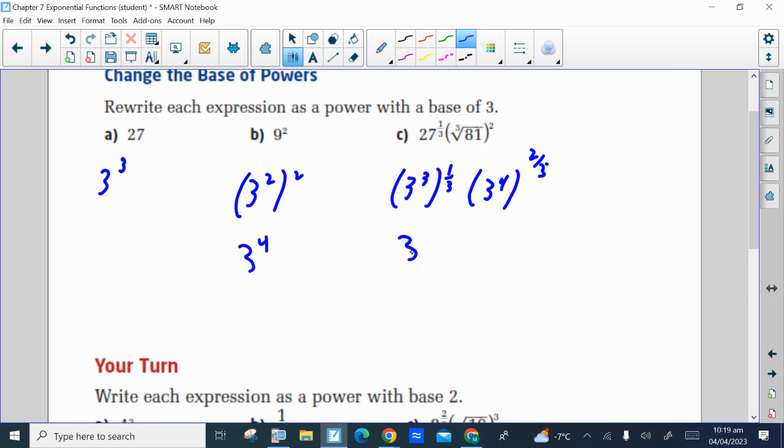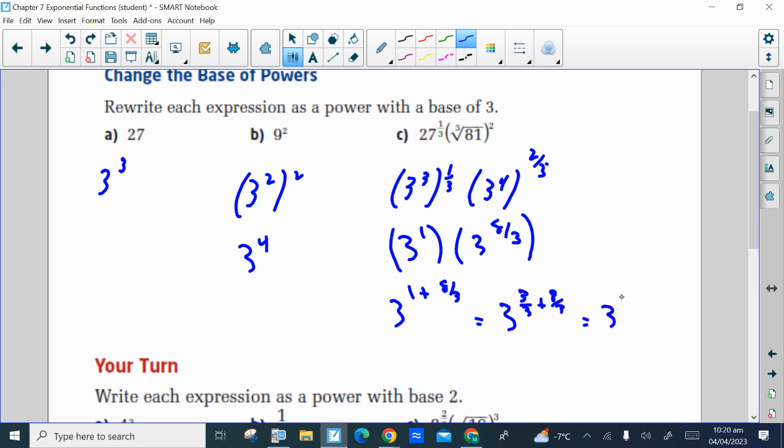When you have one exponent raised to another, you multiply the exponents. 3 times 1/3 is 1. And when you multiply 4 times 2/3, it's 4 over 1 times 2 over 3. That gives you 8/3. And now, when you're multiplying powers with the same base, you add the exponents and keep the base the same. So because we have to add 1 to 8/3, we need a common denominator. That 1 would be 3/3 plus 8/3, which is 11/3.